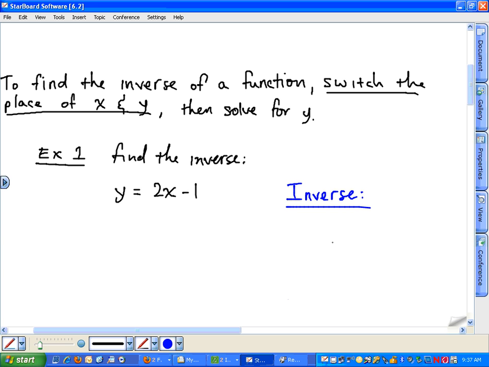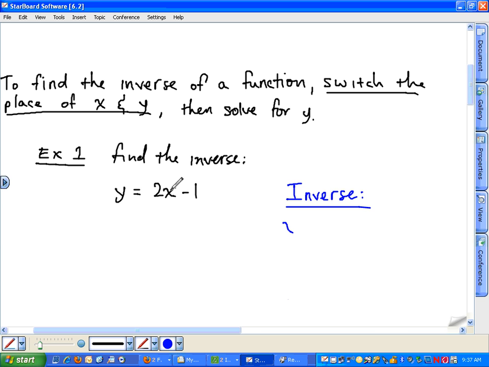Well, what's the first step? What does it say to do here? Switch the place of x and y. That's a pretty easy thing to do. Just take the x and the y and flip-flop where they are. Not so complicated, right?